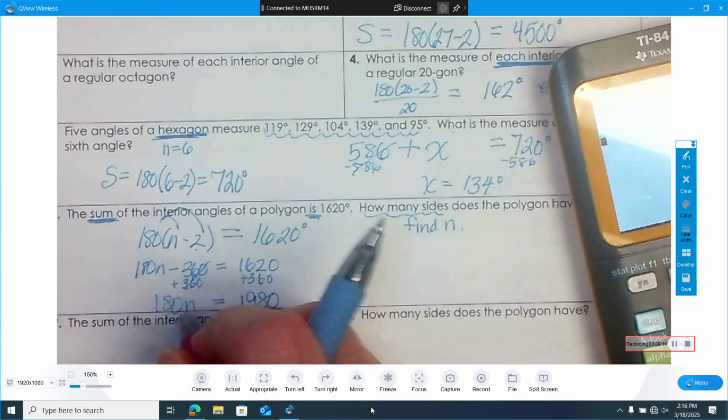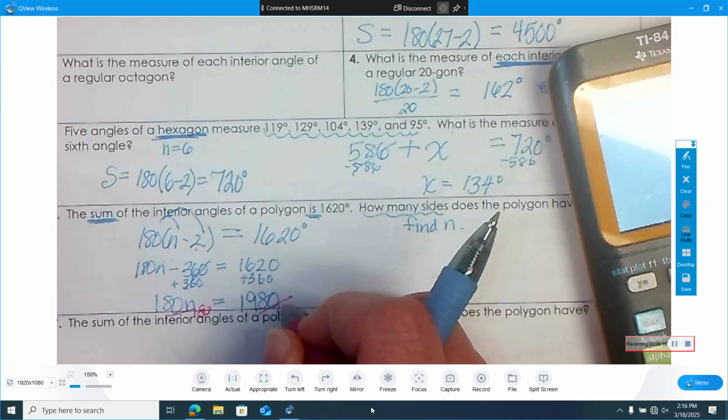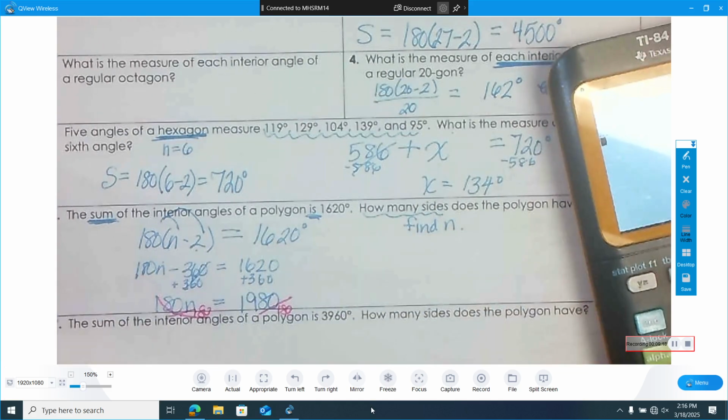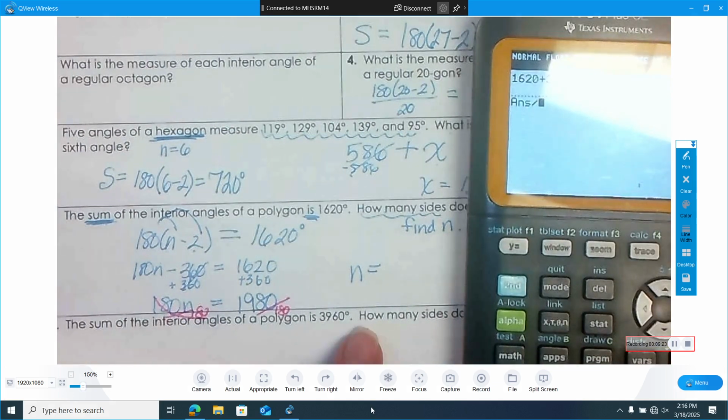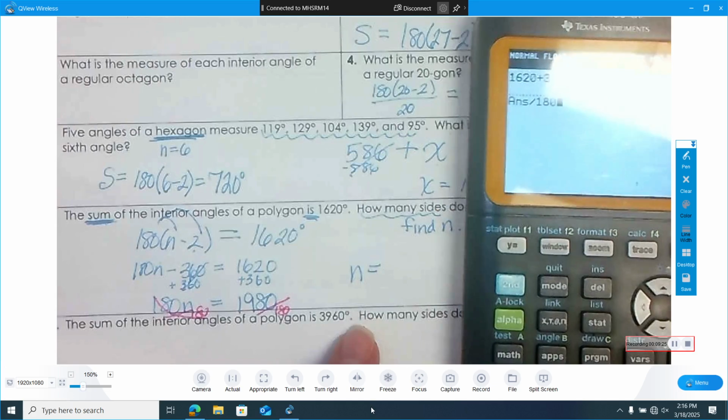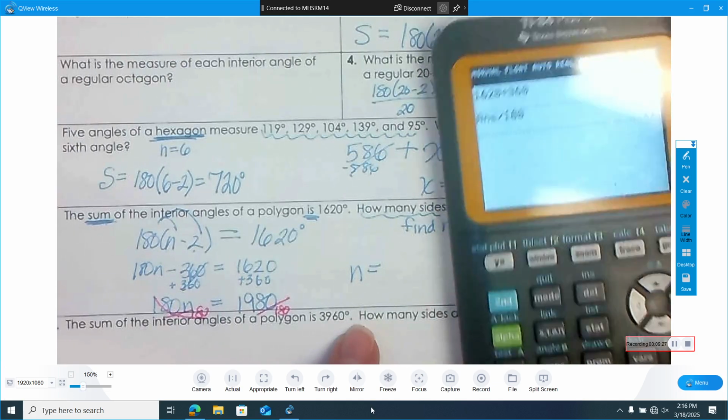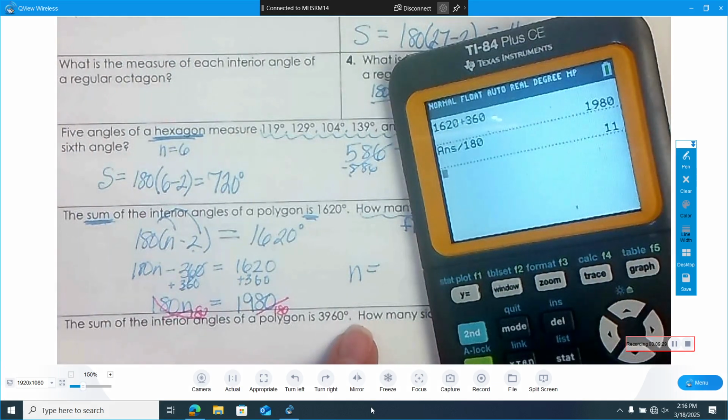Divide by 180. Great. I notice people aren't taking notes. Are you done taking notes? Are you working ahead? Or you're not taking notes? You should all be writing these steps down. Working ahead is lovely. That's totally fine.